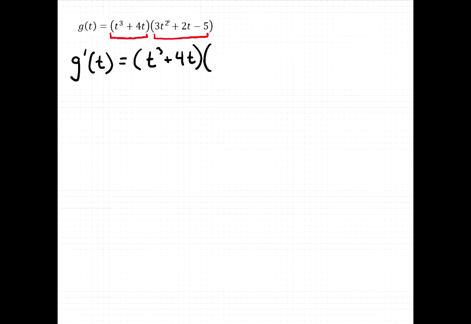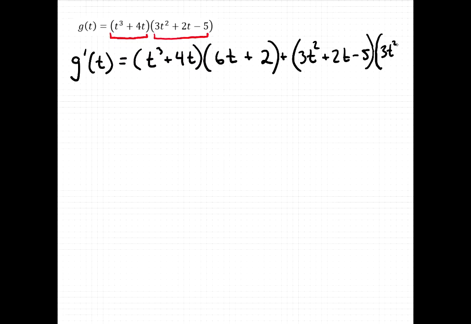So the derivative, again, using the power rule, 2 comes out front, drops by 1, so that's a 6t plus the derivative of 2t would be 2, and the derivative of a constant is 0. Okay, then we'll leave the second one, the 3t squared plus 2t minus 5, and we'll take the derivative of t cubed plus 4t. So again, the power rule on the t cubed, that will be 3t squared, and the derivative of 4t is 4.